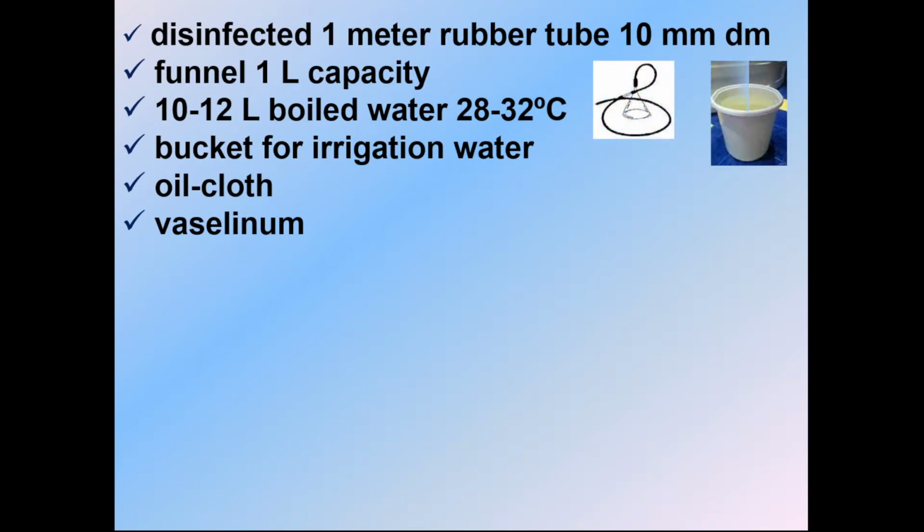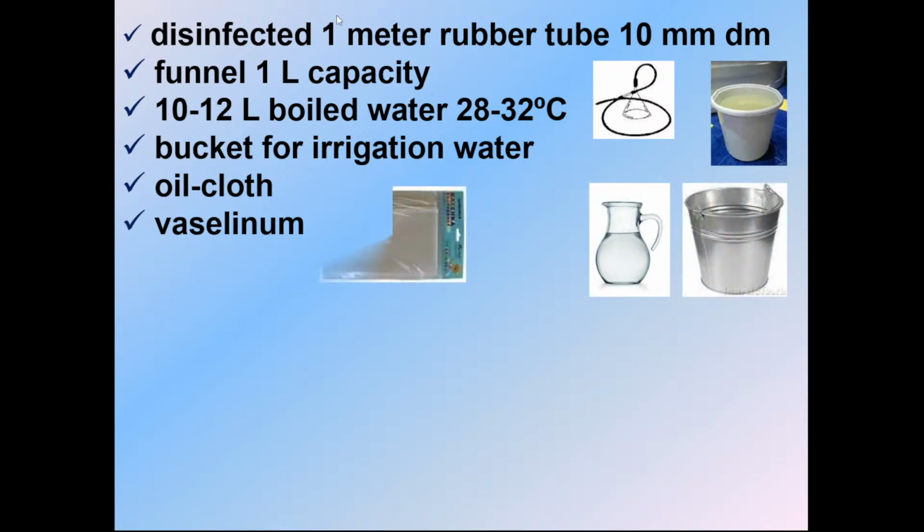Equipment. We need a disinfected rubber tube, 1 meter in length and 10 millimeters in diameter, resembling the tube for gastric lavage; a funnel of 1 liter capacity; 10-12 liters of boiled water with a temperature of 28-32 degrees Celsius; a bucket for irrigation water; an oilcloth; and Vaseline to lubricate the end of the tube. The manipulation resembles the order of gastric lavage and has the same principles connected with it.